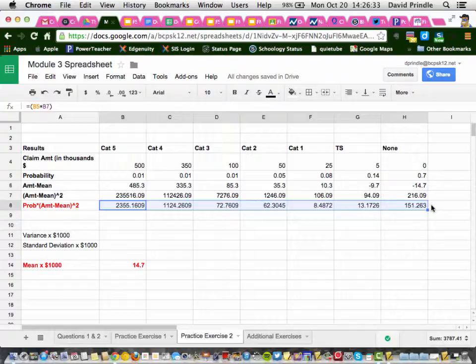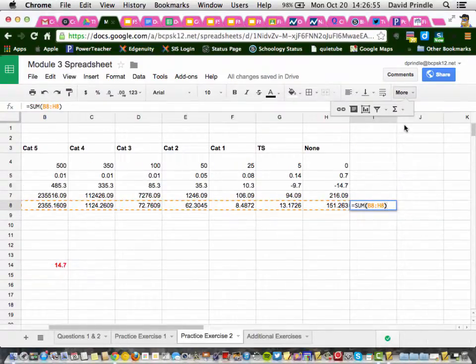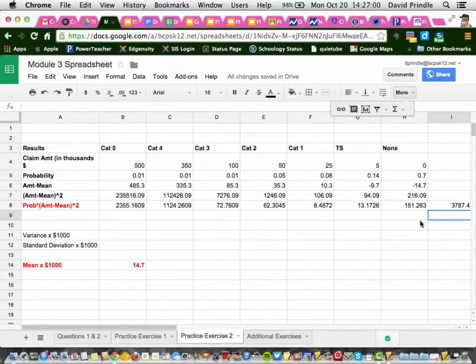Because what we're going to do is figure the sum of this, and we have a function in Google Sheets to do that. Go up to more. In case mine's all compressed, yours has probably just got the little sigma sign here. You have this whole row highlighted from before. Hit sigma and sum, and then hit return. And that is your variance. That's how far apart these claims can be.